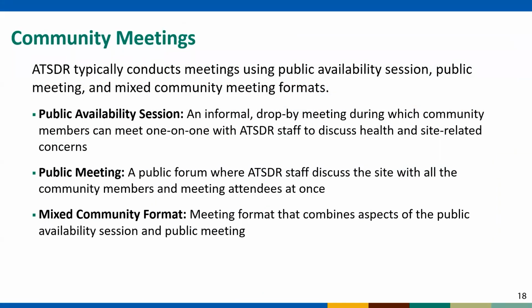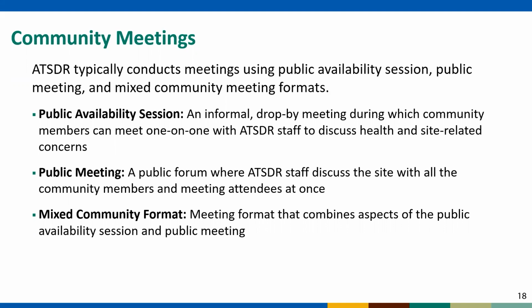Now let's talk about some ways we meet with the community. We're typically conducting community meetings using public availability sessions, public meetings, or a mixed community format. Public availability sessions are where community members can drop by in an informal way and chat one-on-one with ATSDR and other agency staff. We can also do a big formal public meeting with ATSDR, EPA, the region, and the community to talk about what's going on, our activities, and how we're all going to work together.